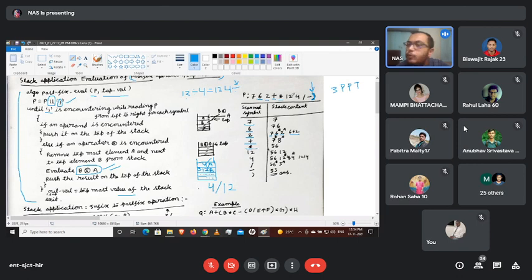We are encountering 12. 12 is an operand, so obviously it will be pushed into the stack. After 56, 12 is coming in. No issues there. Then we are encountering 4. 4 is another operand and it will be pushed into the stack. So 56, 12 and 4. Then we are encountering an operator. The operator is division. So obviously what will happen? First 4 will be popped out. The first one popped out will be on the extreme right. Then the operator will be in the middle.